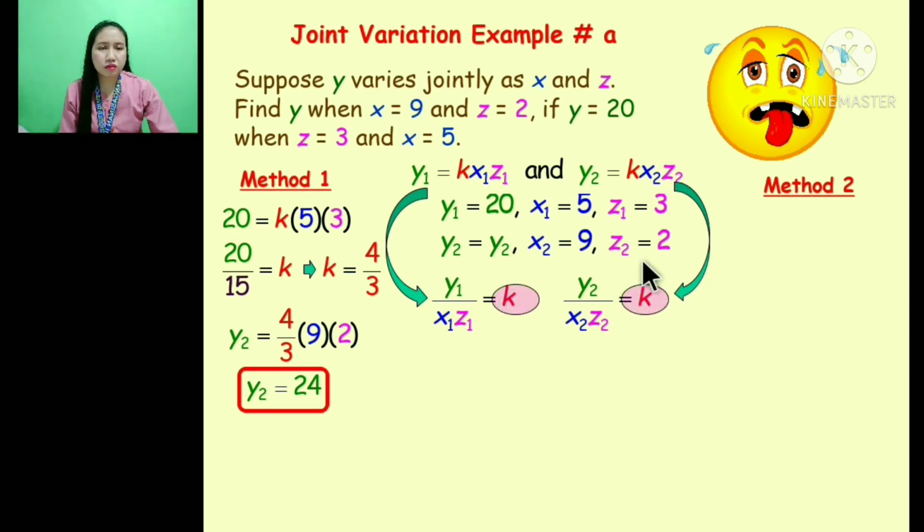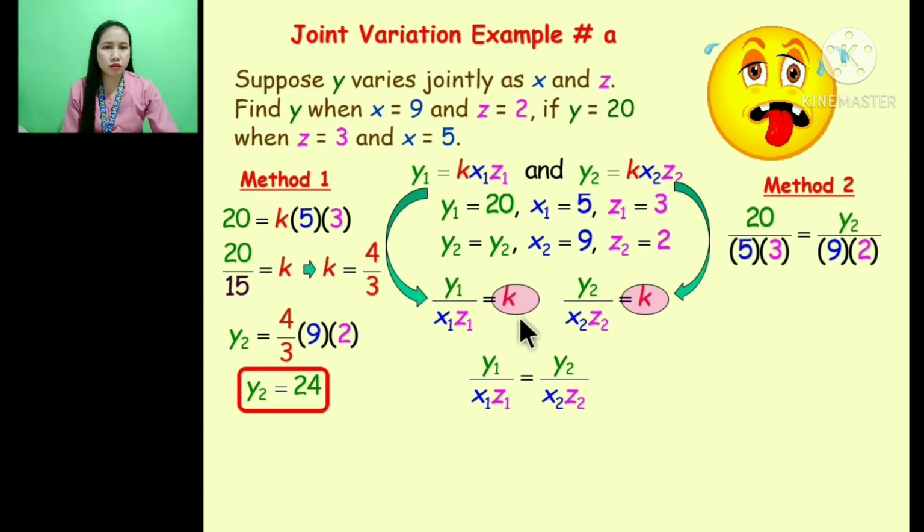Okay, so since we're going to find the constant in both y sub 1 and y sub 2, let's now eliminate the constant. So that y sub 1 over x sub 1 times z sub 1 will be equal to y sub 2 over x sub 2 times z sub 2. This will be now our equation. Now we are ready to substitute the values into our equation.